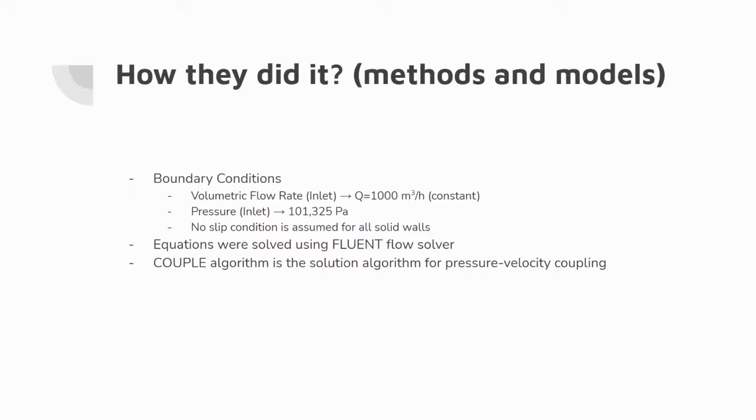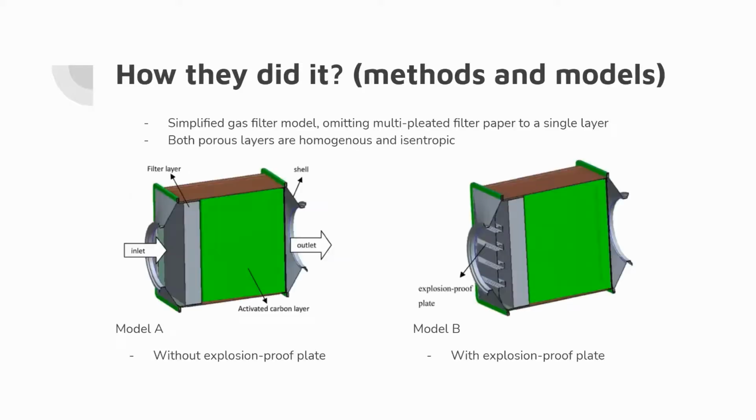The boundary conditions used were constant volumetric flow rate and pressure at the inlet and the no-slip condition at the walls. The CFD algorithms used were Fluent and Couple. For the CFD simulations, a simplified filter layer was used, and both porous layers are homogeneous and isotropic. The difference between Model A and B is that Model A was created without an explosion-proof plate and Model B includes it.